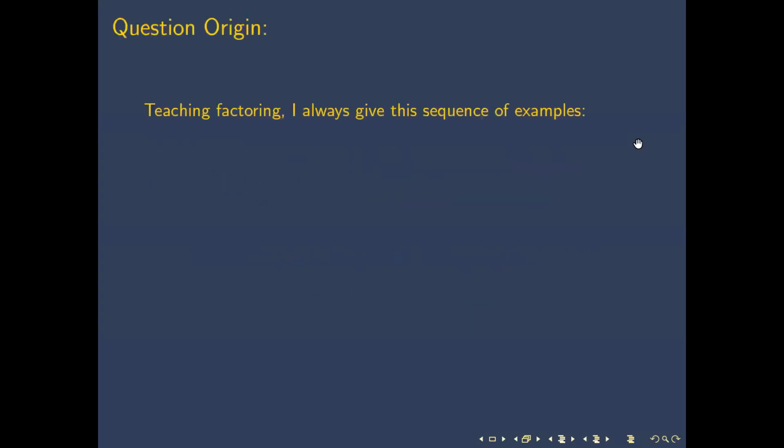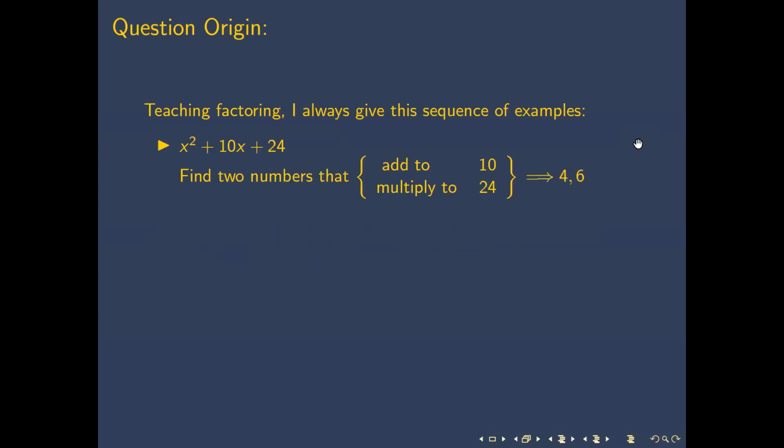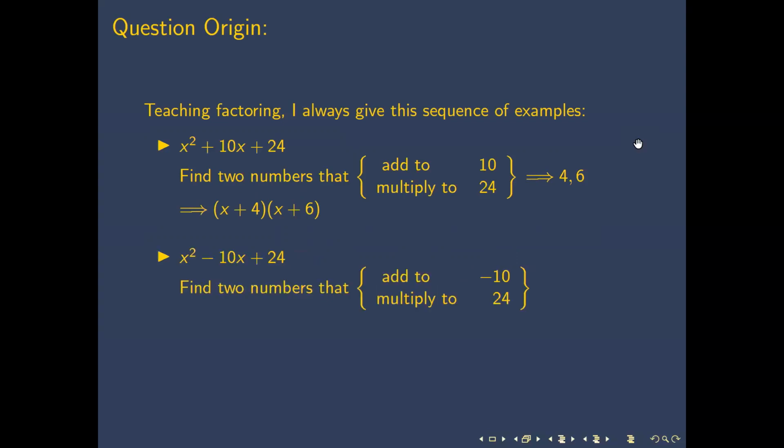All right, so the origin of the question we're going to look at is from when I teach factoring. I always give this sequence of examples. So x squared plus 10x plus 24. As you know, you need to find two numbers that add to 10 and multiply to 24, which are 4 and 6. And then I say, well, what if I change the middle, make it x squared minus 10x plus 24? Well, now -4 and -6 do it, and so that's great.